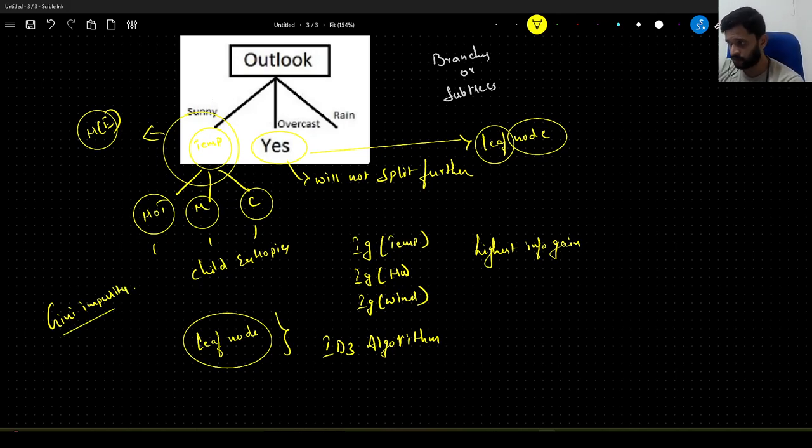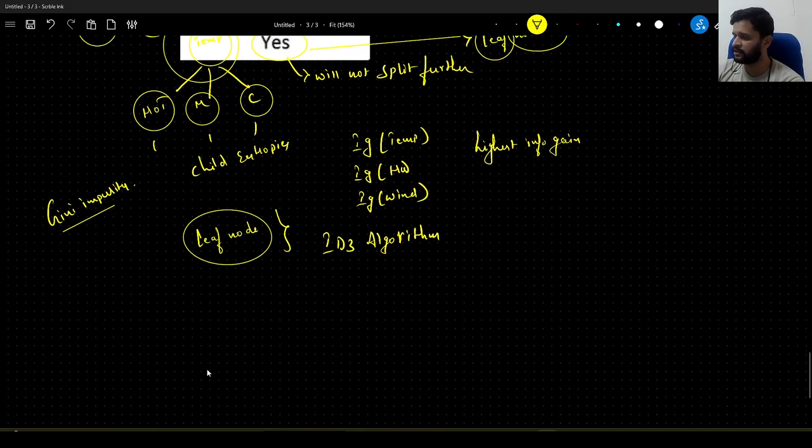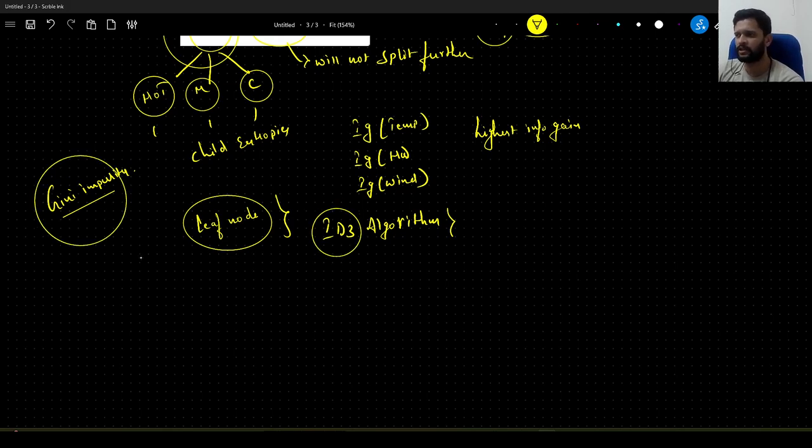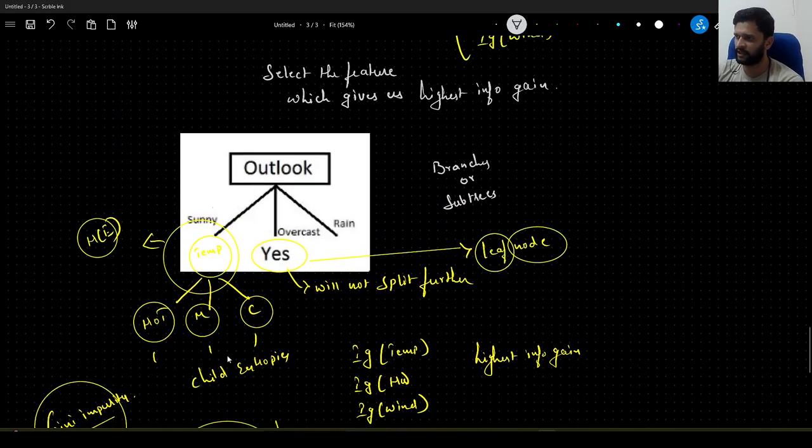Okay, so this is how the ID3 algorithm works and how the decision tree classifier works using the ID3 algorithm. If it uses entropy and information gain, we call it using the ID3 algorithm. If it uses Gini impurity, we will just call it a Gini impurity decision tree classifier. So now there are multiple criteria in order to stop this particular recursive behavior.